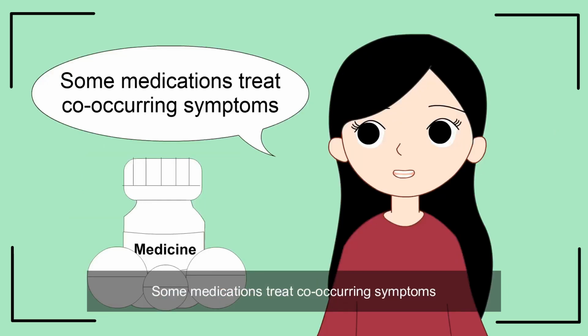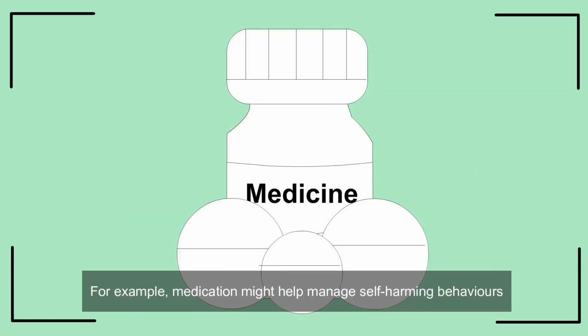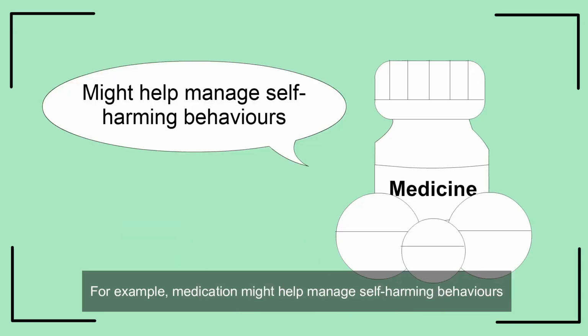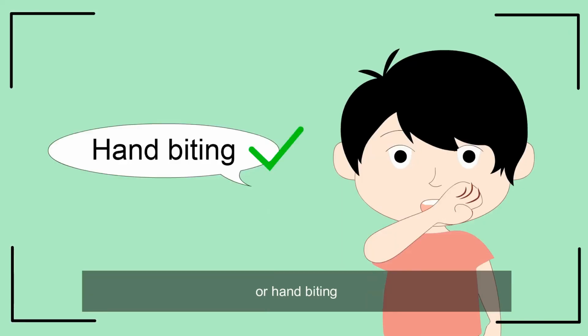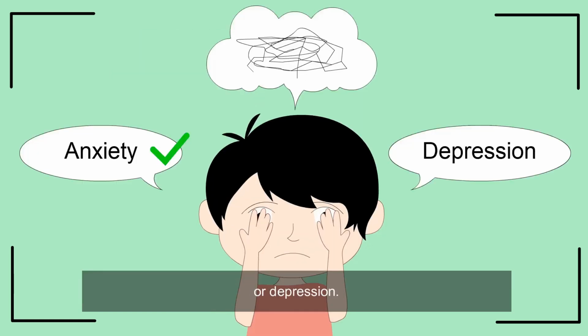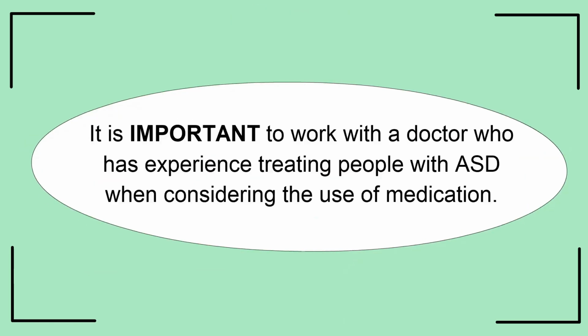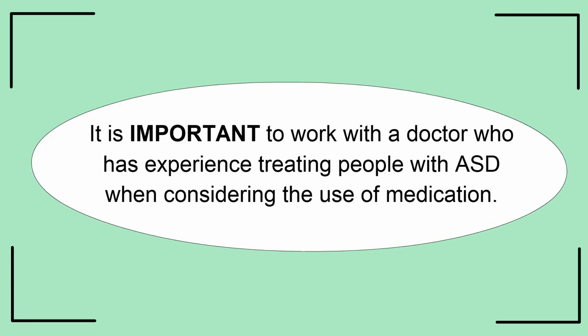Pharmacological approaches. There are no medications that treat the core symptoms of ASD. Some medications treat co-occurring symptoms that can help people with ASD function better. For example, medication might help manage self-harming behaviors such as headbanging or hand biting. And medication can also help people with ASD manage psychological conditions such as anxiety or depression. It is important to work with a doctor who has experience treating people with ASD when considering the use of medication.